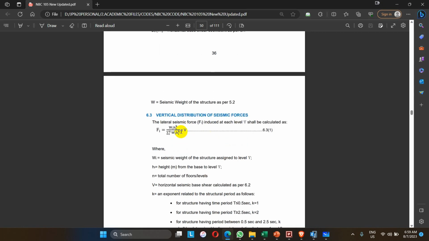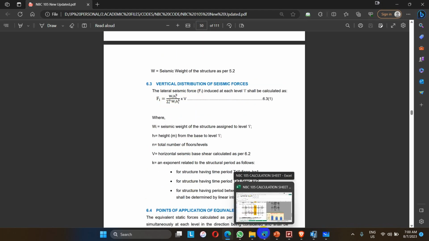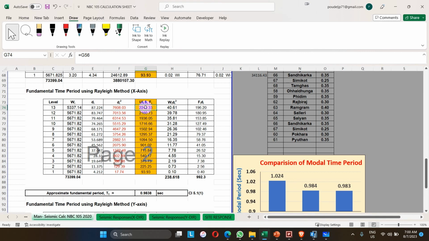After that, the vertical distribution of seismic force is given by the formula for the lateral seismic force induced at each story level: Wi into hi power k, divided by the summation of Wi hi power k, multiplied by the seismic base shear of the structure, where k is the exponent related factor and V is the seismic base shear, n equals the total number of stories, h is the height from the base level to the level we are taking, and Wi is the seismic weight assigned to each story level. With this formula, the lateral force at each story level has been calculated here.